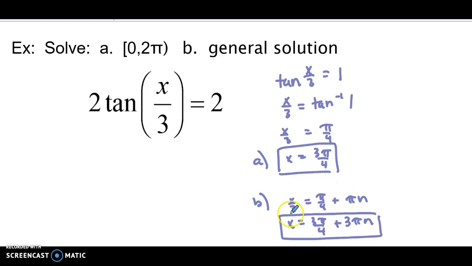From there, I also want to find its general solution, so I know I'd have pi fourths plus pi n, but then I have to multiply each term by 3. So I get 3 pi fourths plus 3 pi n.